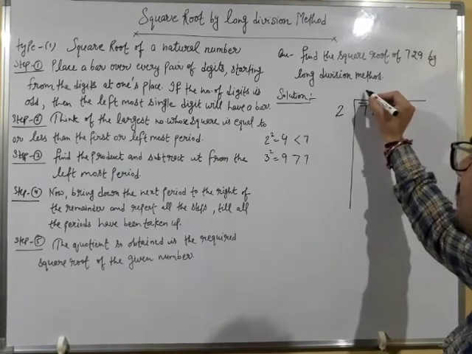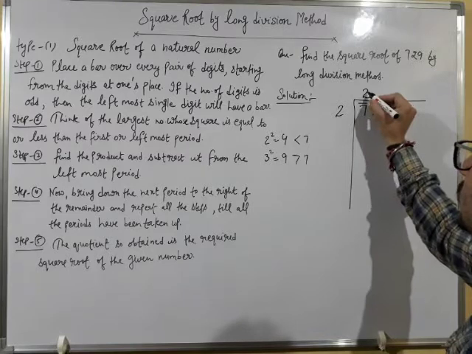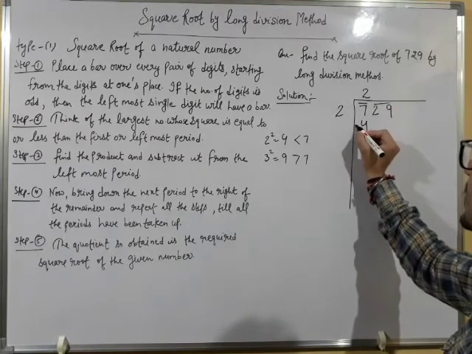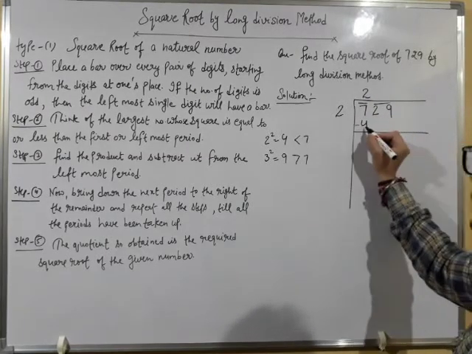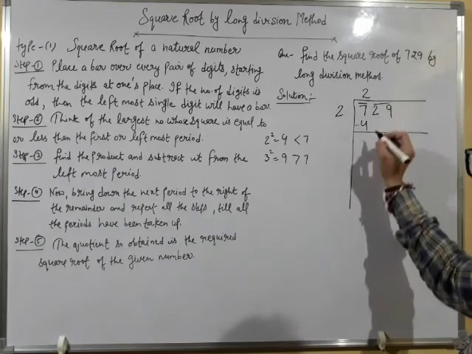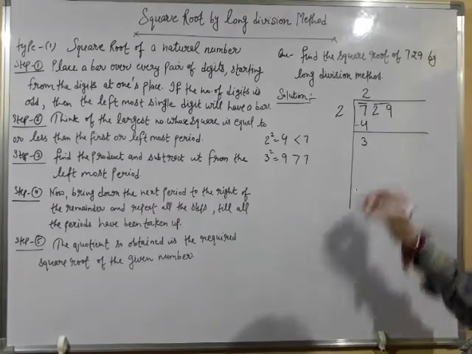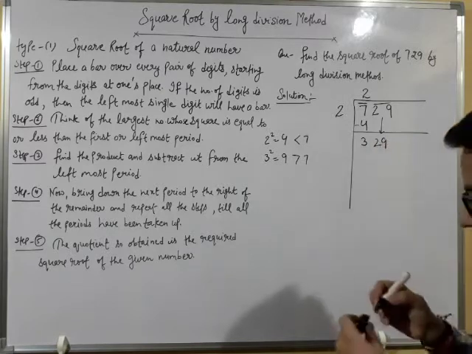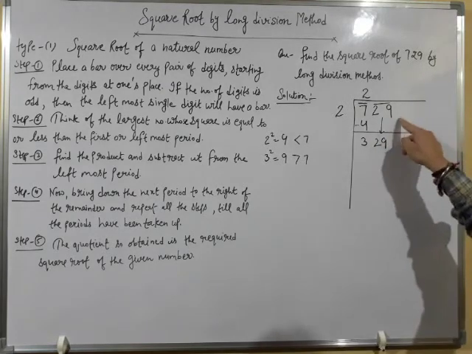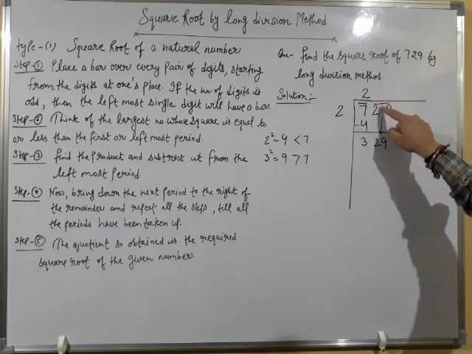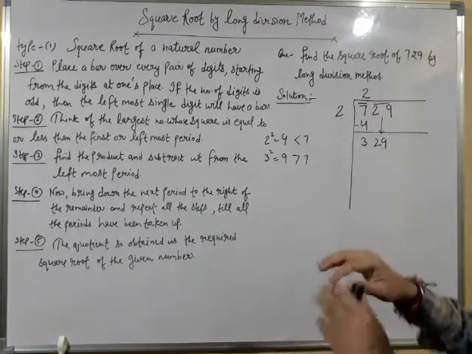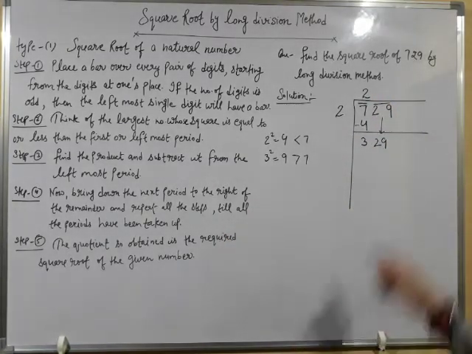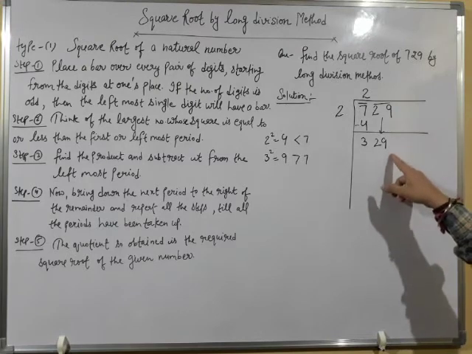We will write 2 and 2 here. 2 into 2, 2 twos are 4. Subtract 4 from 7. 7 minus 4 is 3. Now we will bring down 29 because 29 is written under the bar, and the bar means we have to make them a pair. So the pair will be written together.